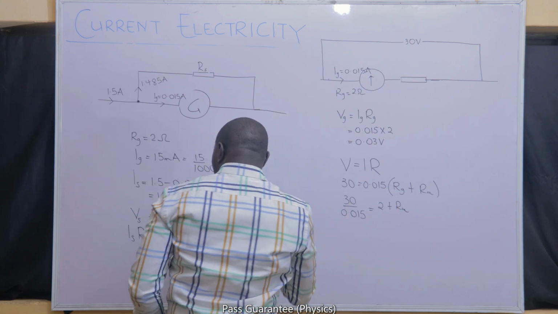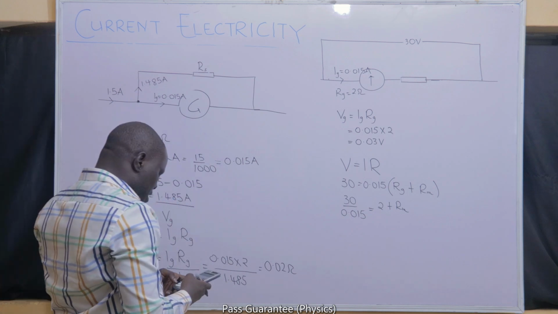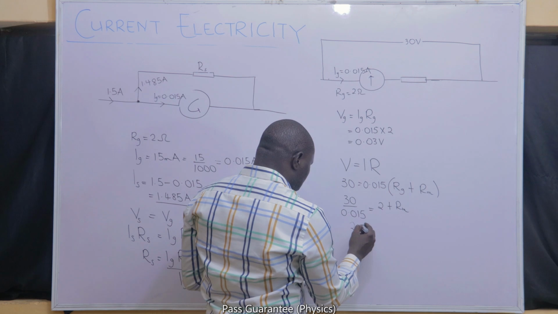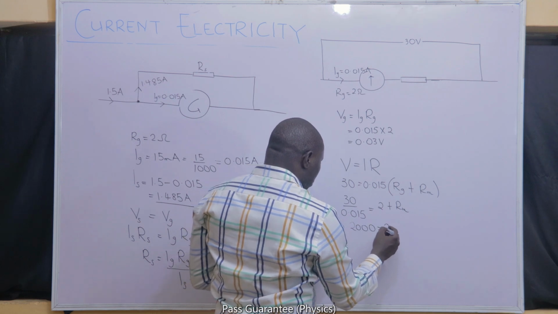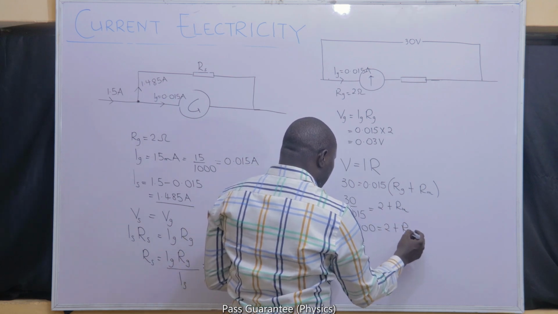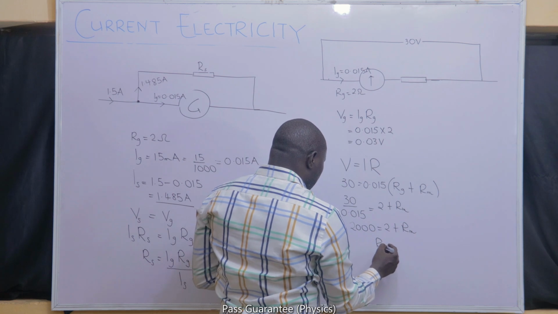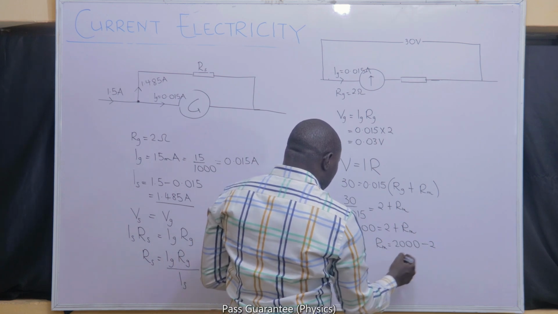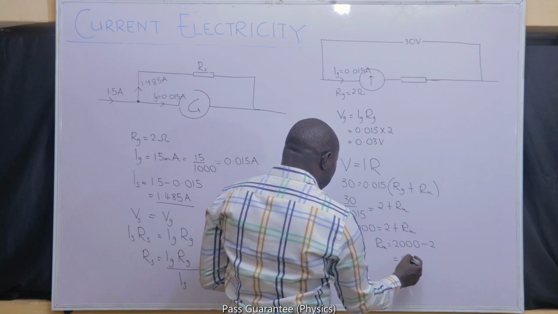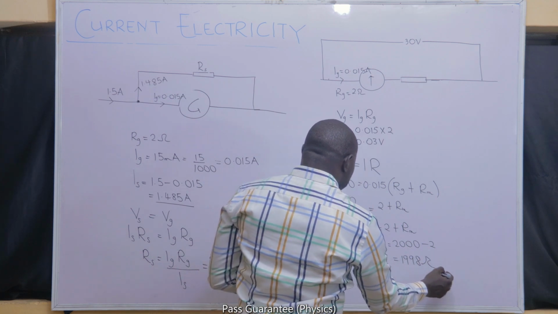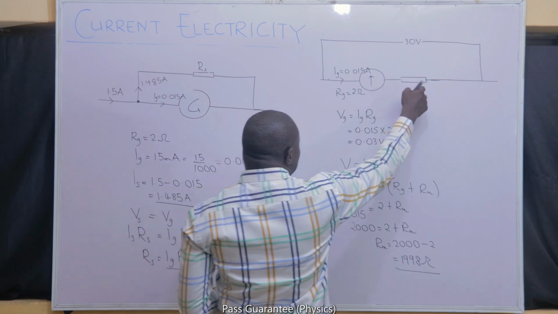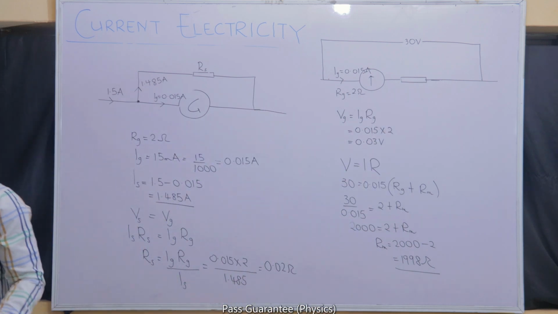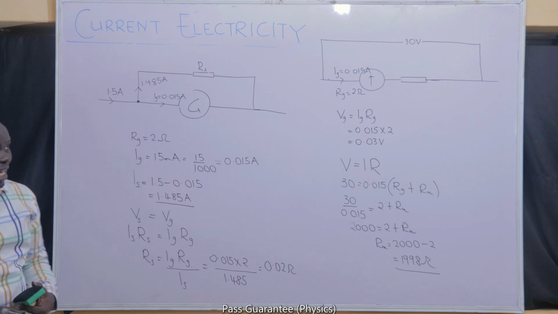30 divided by 0.015 should give us 2000. So 2000 is equal to 2 plus the resistance of the multiplier. So the resistance of the multiplier must be 2000 minus 2, and 2000 minus 2 is 1998 ohms. That's the resistance of the multiplier that must be connected in series to the galvanometer to convert it to a voltmeter that is capable of measuring up to 30 volts.